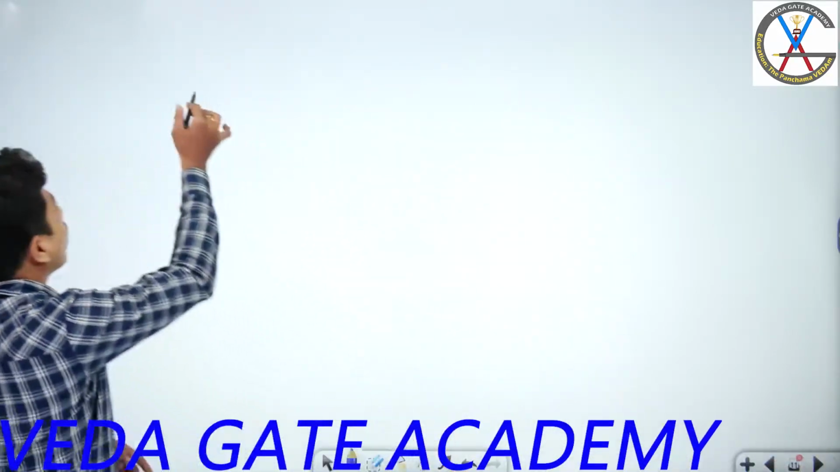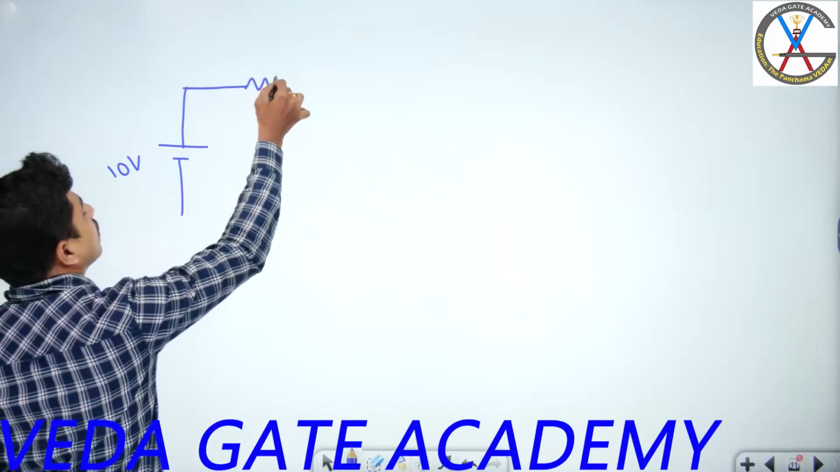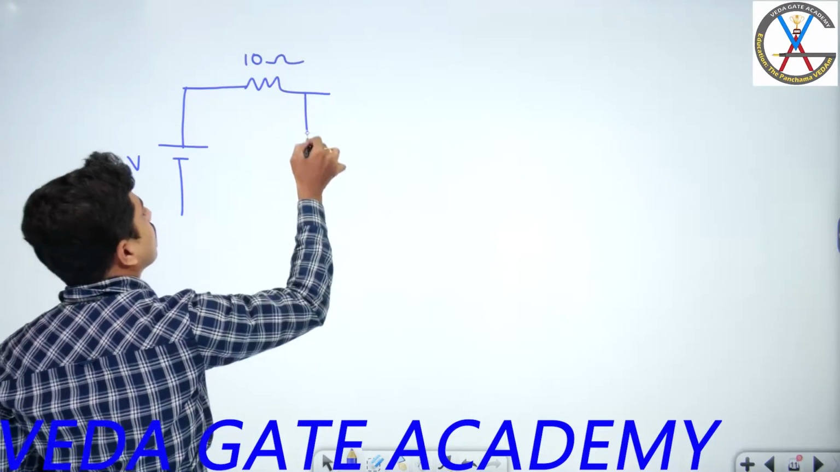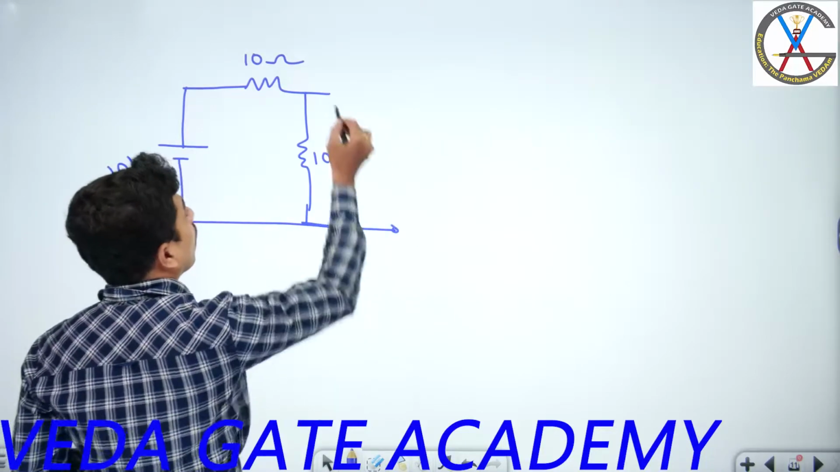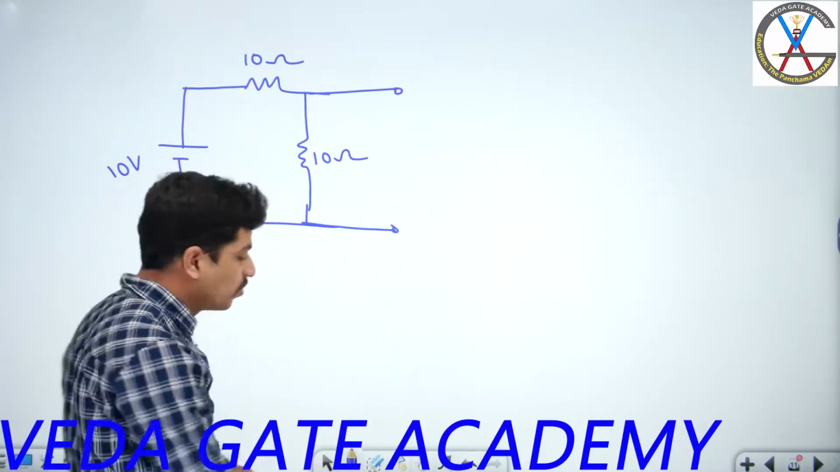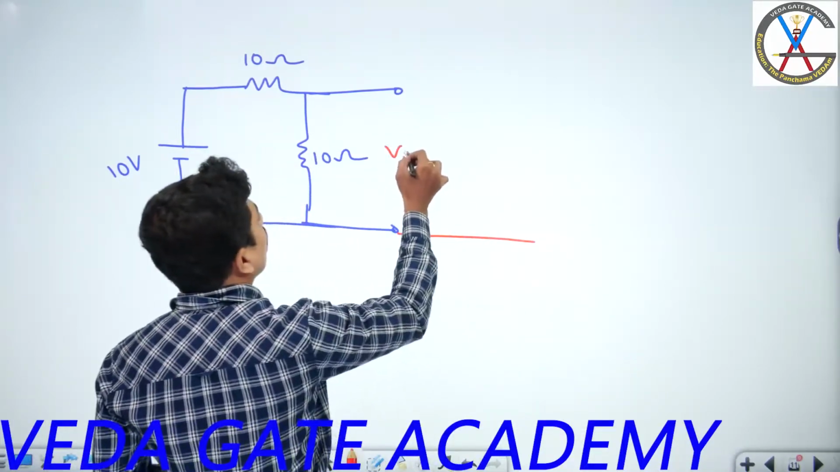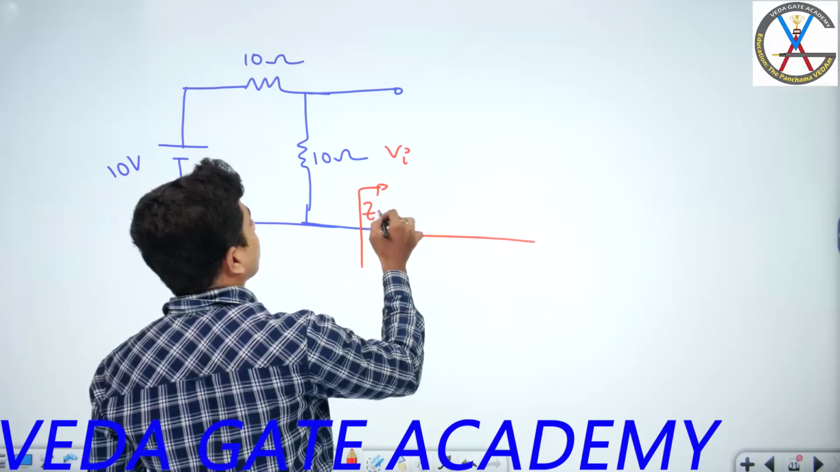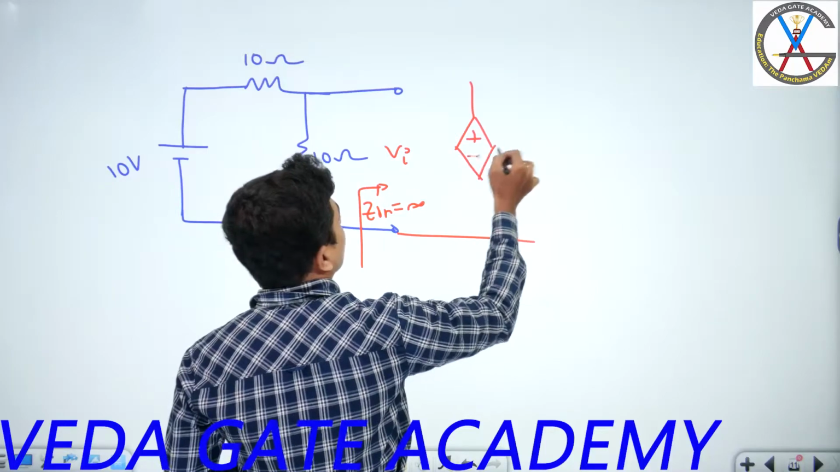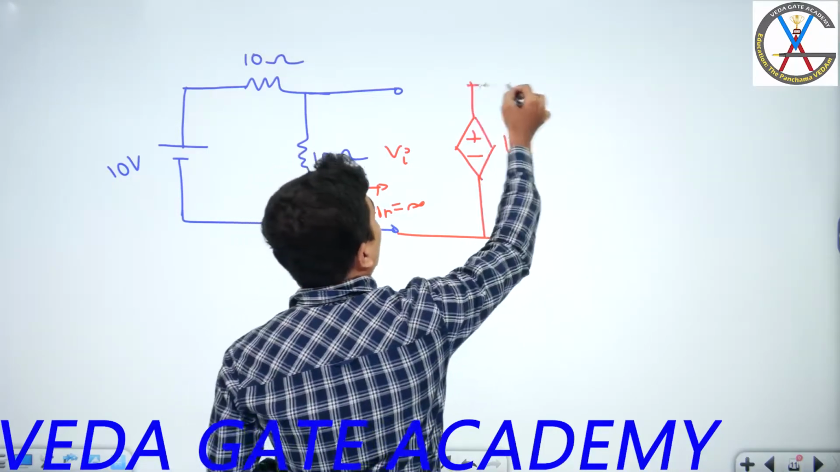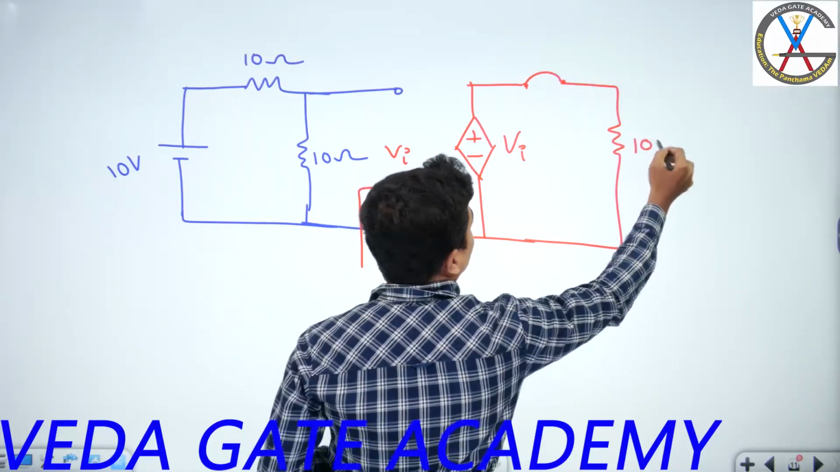Let me draw it. This is 10 volts, and this is 10 ohms. First I have to draw the ideal voltage buffer. This is Vi, open circuit. Input impedance is how much? Infinity. Here I have a voltage dependent voltage source. What is its value? Vi. How much is the output impedance? 0. What we connected here? 10 ohms.